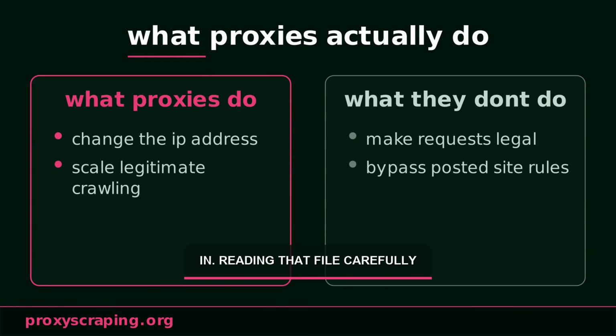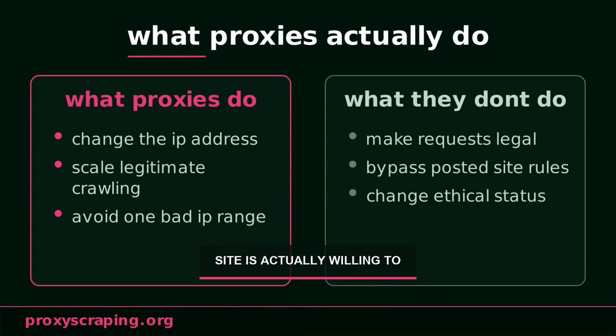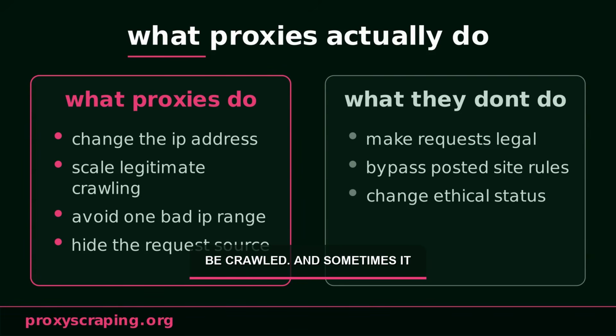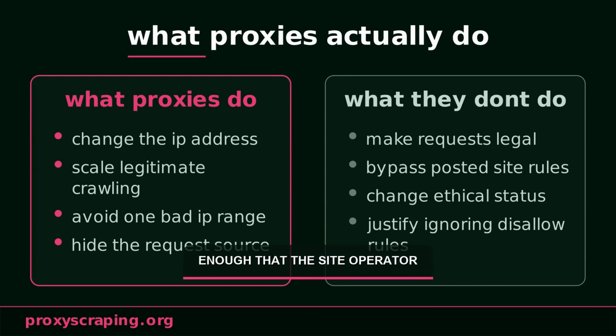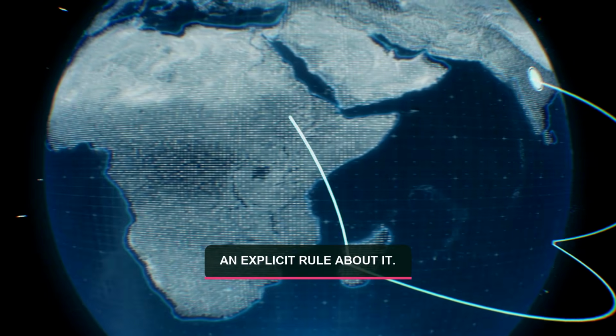Reading that file carefully before you write a single line of scraper code saves real time later. It tells you where not to point requests. It gives you a rough sense of how fast the site is actually willing to be crawled. And sometimes it tells you exactly which parts of their stack are sensitive enough that the site operator bothered sitting down and writing an explicit rule about it.